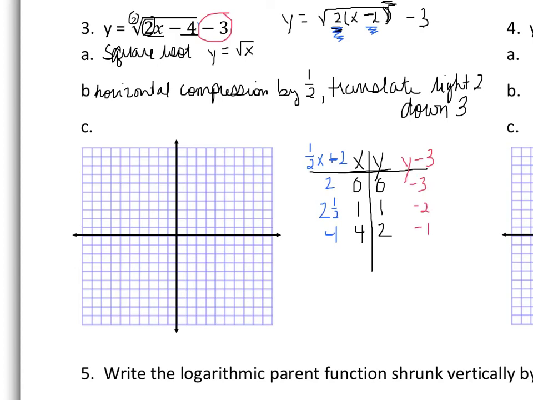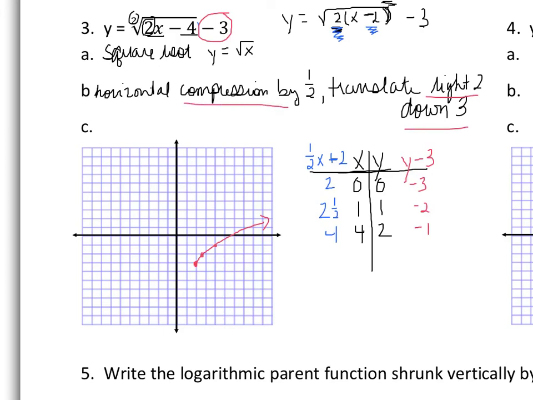It's going to be at 2, -3. 2 and a half, -2, and 4, -1 would be right here. So if you remember, the square root function starts at a point and then it just kind of goes off to the side here. And hopefully you recognize that it did translate right 2 and down 3.